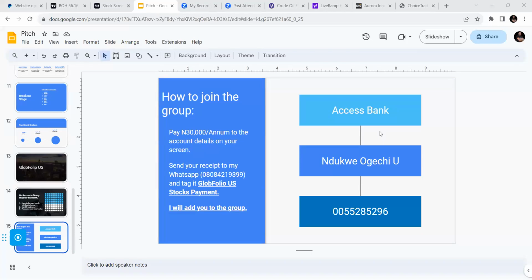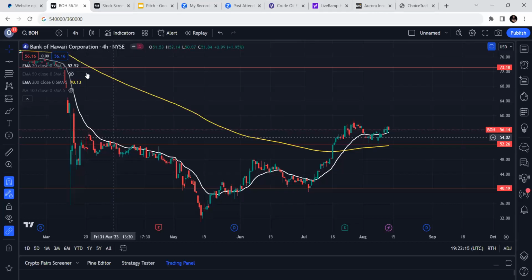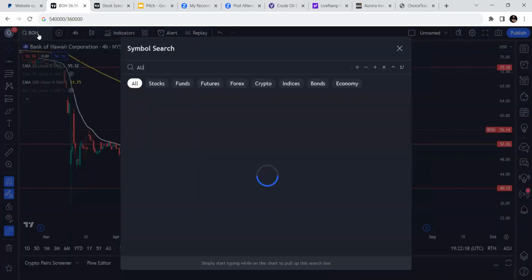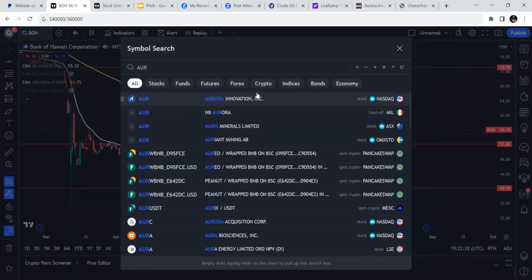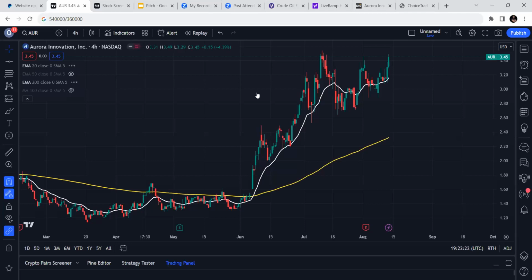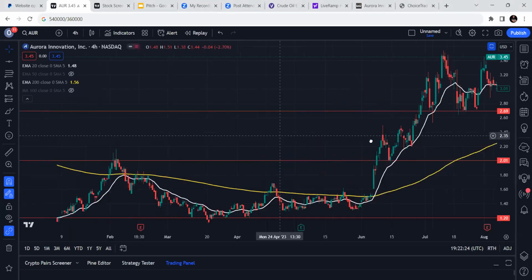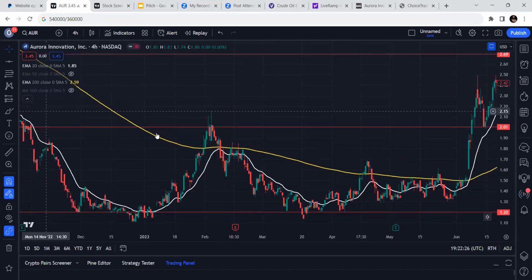So I'm looking at questions, to see if there are questions right here. Okay, do you look at fair value price? Now, let me explain this question about fair value right here. Now, let's look at BOH or AUR. Did you know that this particular strategy of picking stocks that are under accumulation already takes into account fair value? Did you know that?